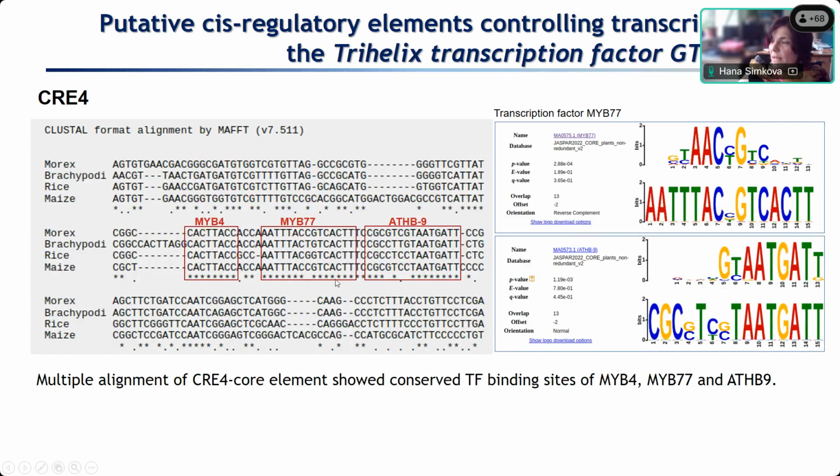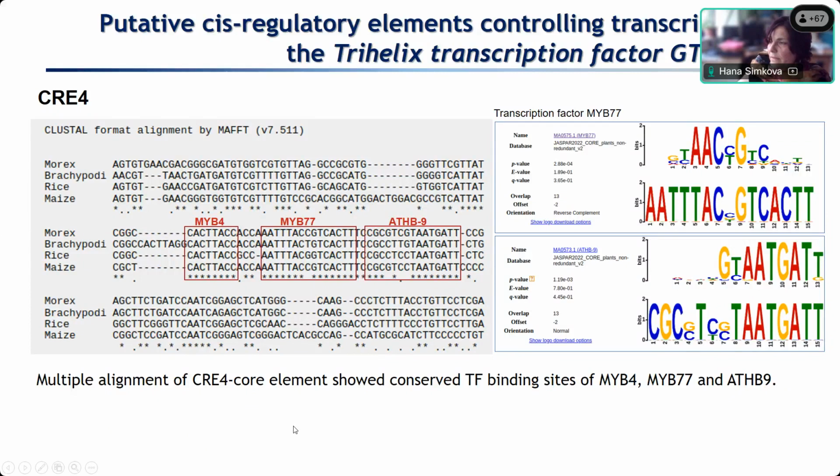So although we do not yet have direct proof that this is a really functional element, we are convinced that this is a strong candidate, and we believe that after the functional validation this will be confirmed. At least we know that we are on a good way, that what we are identifying by our means should make sense, and that this really could play a role in the regulation.